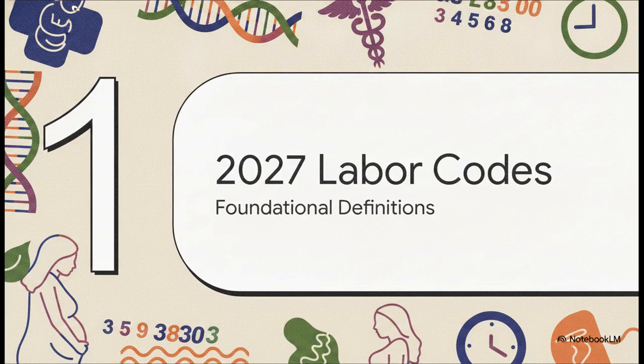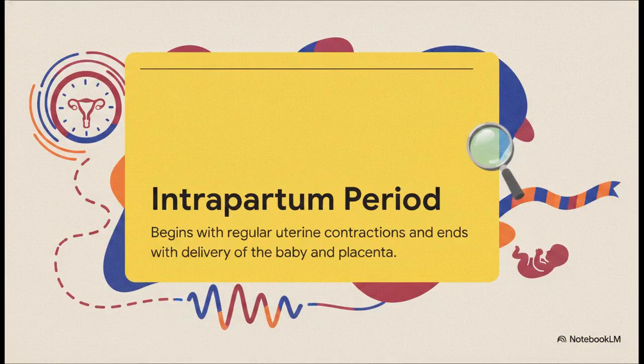Starting us off, Section 1, the new 2027 labor codes. To get this right, we've got to understand exactly what the AMA actually considers the intrapartum period. According to the new guidelines, this clock officially starts with regular uterine contractions. That's your starting line. And the finish line? The exact moment both the baby and the placenta are delivered. Anything outside those two bookends? Well, it just doesn't fall under these specific labor management codes.